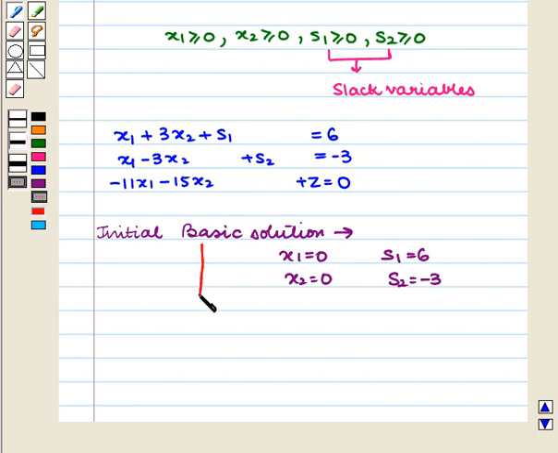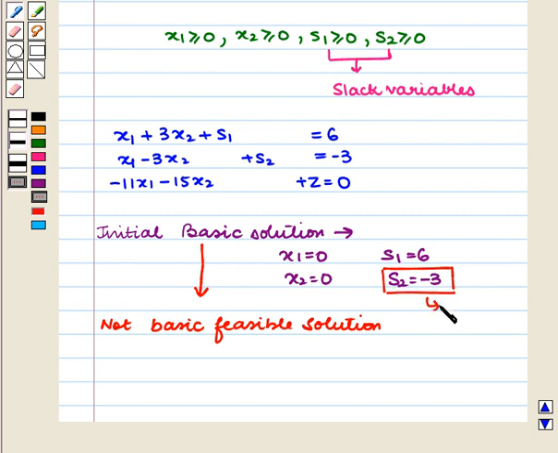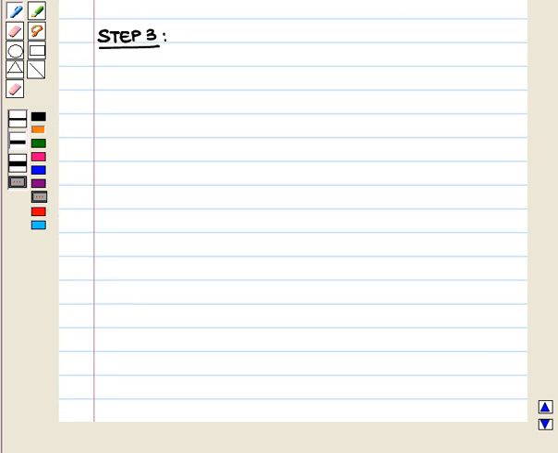But this solution is not the basic feasible solution because we have basic variable s2 negative. So we need to find a feasible solution. Hence we follow step 3, in which we have to find or choose the pivot element.